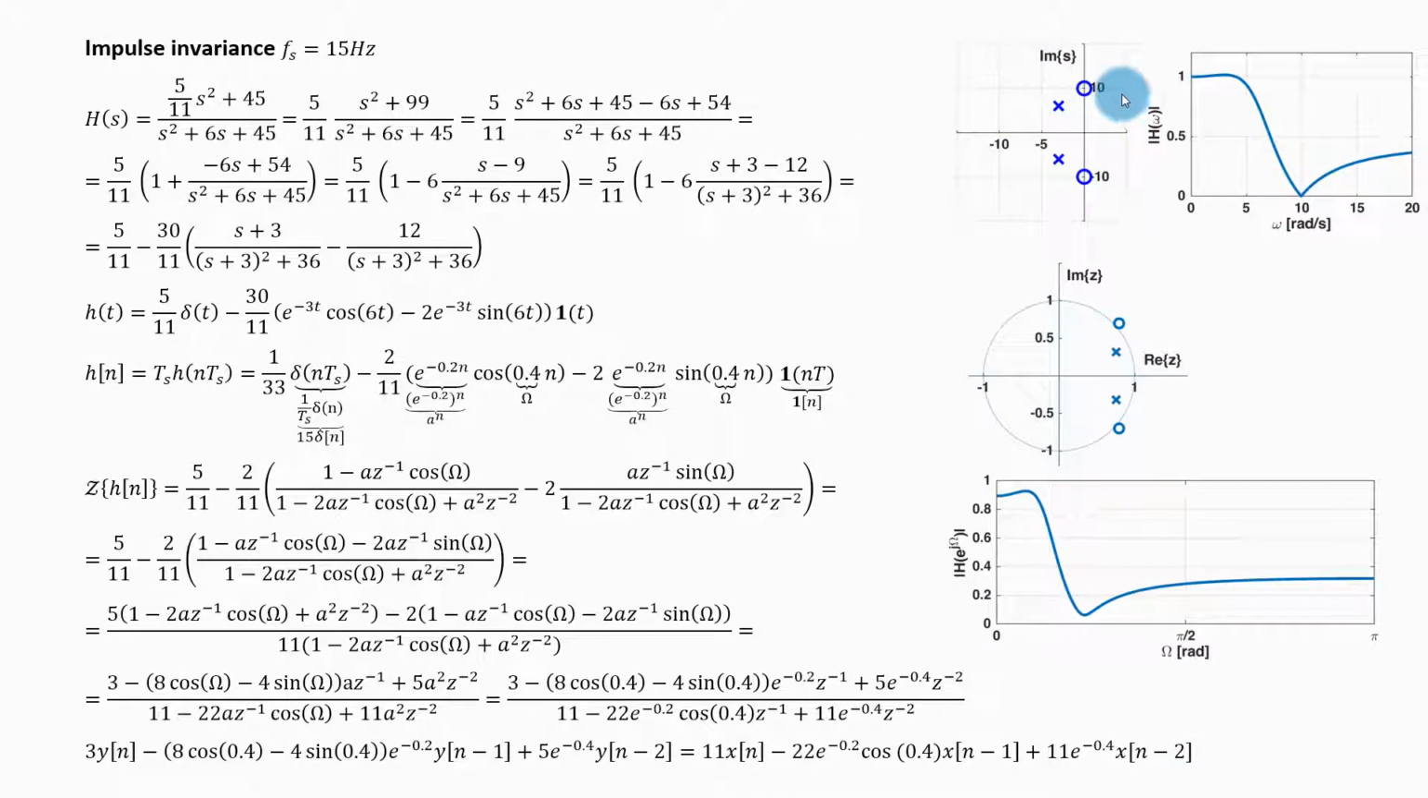Here, as a reminder, I have the distribution of the zeros and poles of the original continuous time system, and this is its frequency characteristic. This distribution of zeros and poles I have computed numerically from the coefficients of this transfer function. And this is the frequency characteristic of the discretized system. You can see that there is a little bit of distortion here because these zeros do not lie on the unit circle. So this is how you do discretization using the impulse invariance.